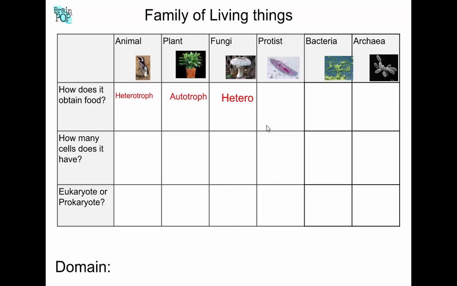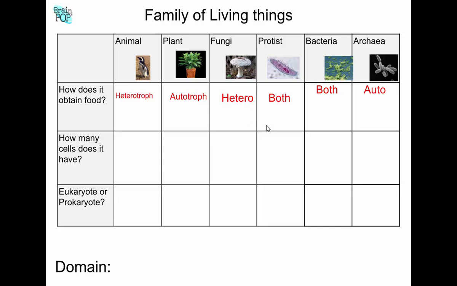Protists are kind of a strange one. Yes, they can be both. Some protists are heterotrophs, some are autotrophs. Some individuals can do both. Bacteria also can be both. Some bacteria are autotrophs, some are heterotrophs. And then archaea. They're actually autotrophs. They can make their own energy. We'll talk about how in a few minutes.